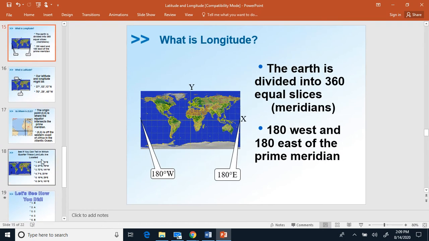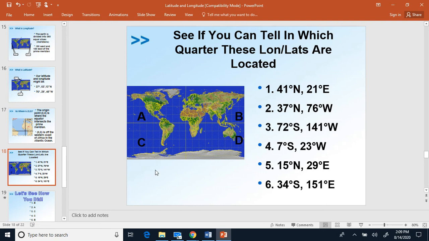All right, so that's it for today. And this right here just goes through various points and makes sure you can put them in various places. So like number 1, for example, says 41 north by 21 east. So north, east, B. 2, 39 north by 76 west. North, west, A. 3, 72 south by 141 west.